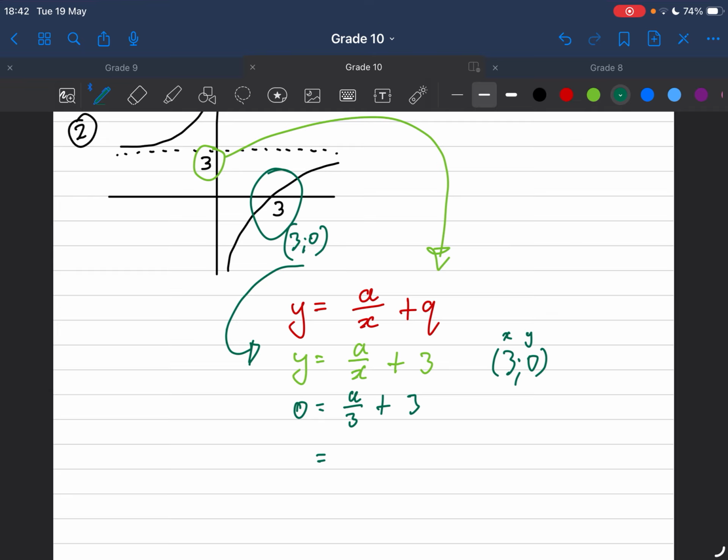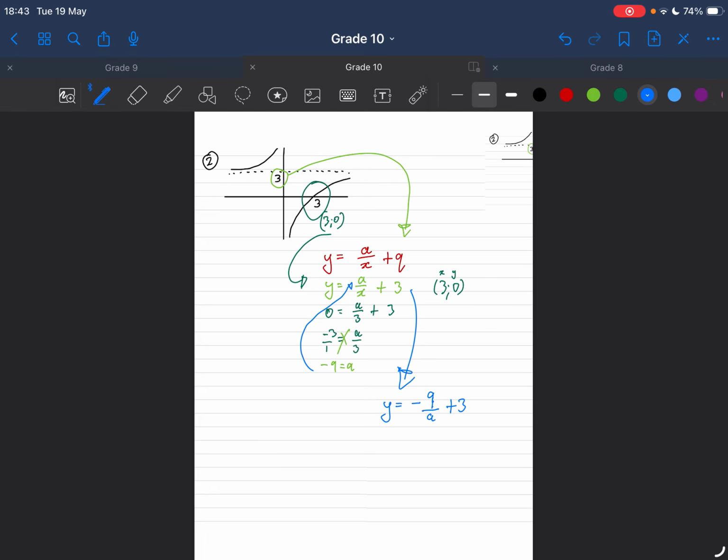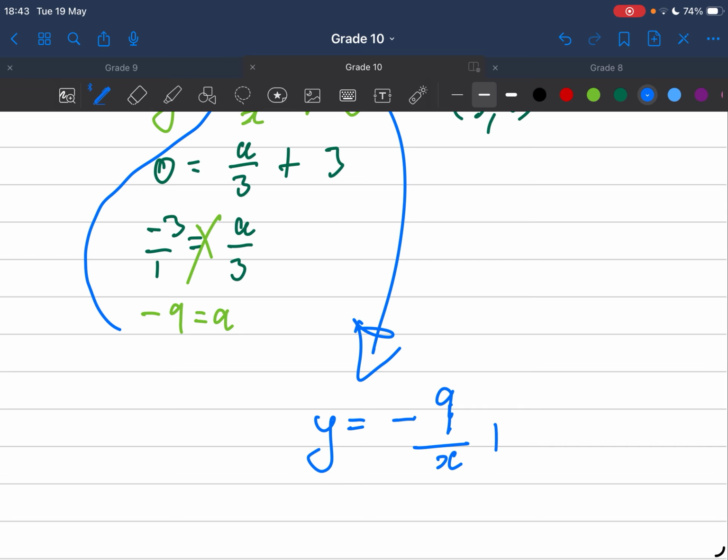You move your 3 across to the other side. A over 3 is equal to negative 3 over 1. You go ahead and cross multiply. So negative 9 is equal to a. At this point, you can take this in for our a value and write down our new equation as y is equal to negative 9 over x plus 3.